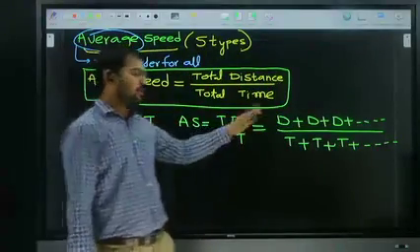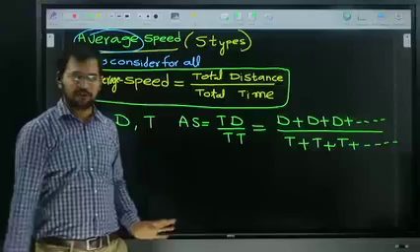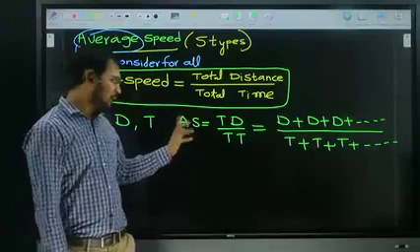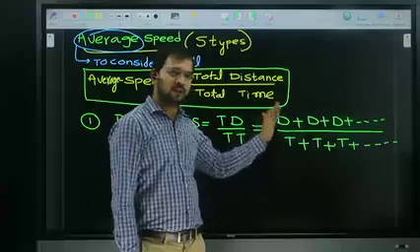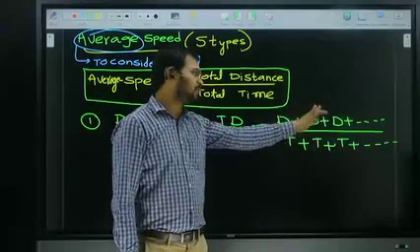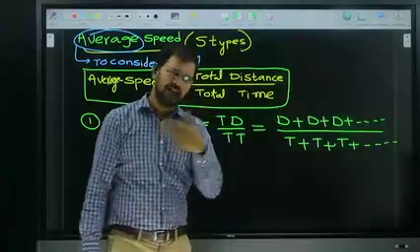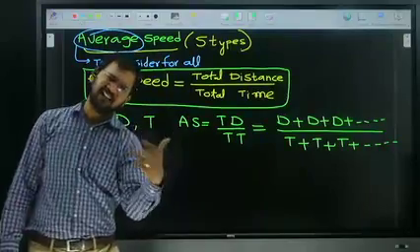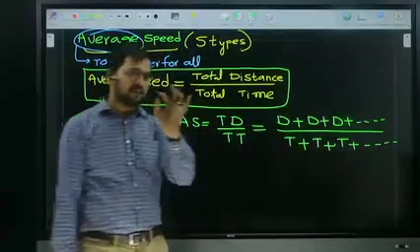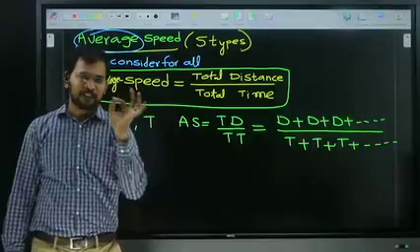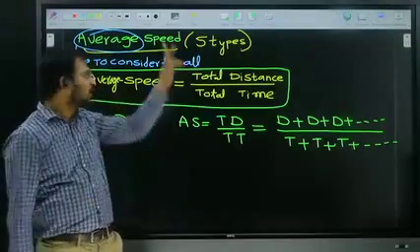So they provide distances, they provide timings, and now they are asking the average speed. Average speed is nothing but total distance by total time. So if they have given 2, add 2. If they have given 3, add 3. If they have given 10, add 10. All of you clear? This is the first possible question, the basic question they may ask in average speed.